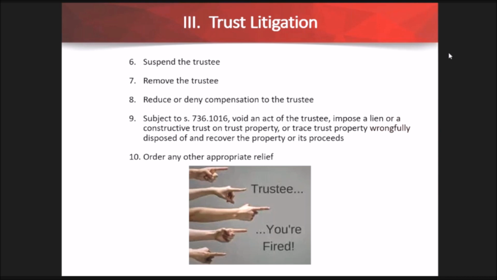Every now and then it comes into play when a trustee just gives away or donates property, not recognizing that it really was valuable or had some kind of value, and didn't get the beneficiary's permission, and then you try to go recover it. And then number 10, there's order any other appropriate relief, always the catch-all there.